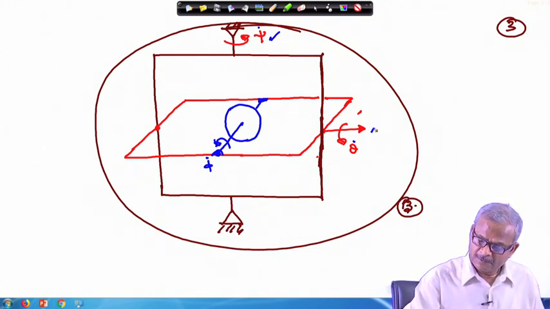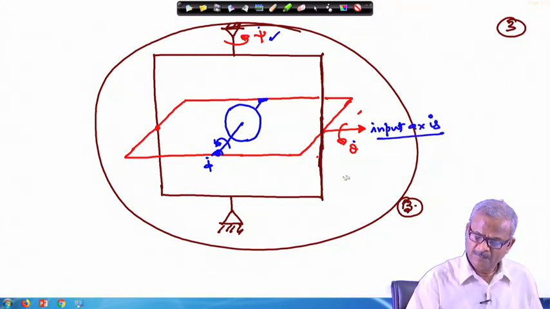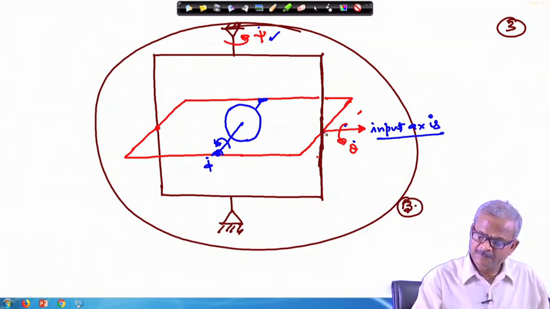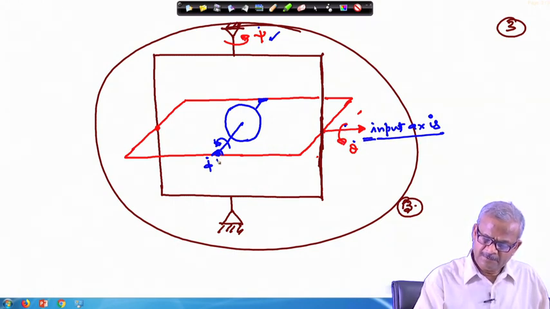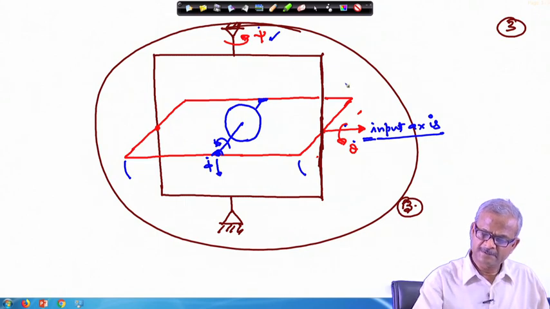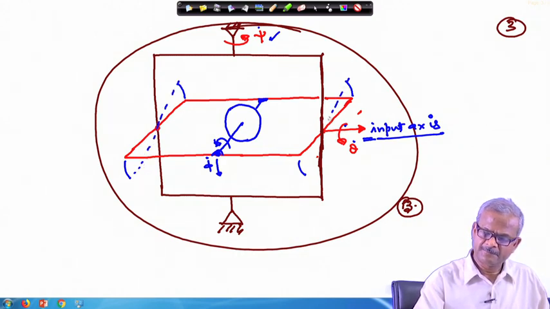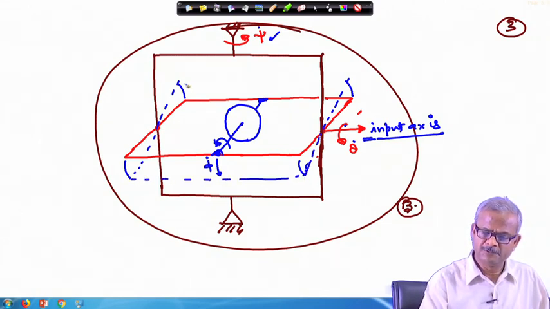So, say I call this again the input axis. If I apply a torque using a motor about this axis, what will happen? This will go down, okay. This will go down. So, we have to show it, this will come from this place to this place like this, and on the upper side it will go like this, and then we need to join this to get the respective frame position. Okay. So, this is the new frame position.